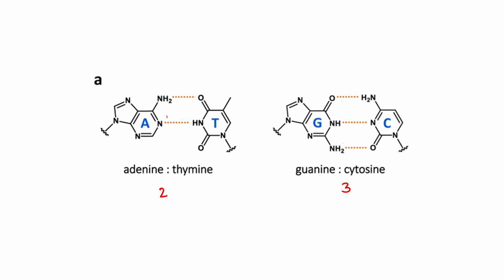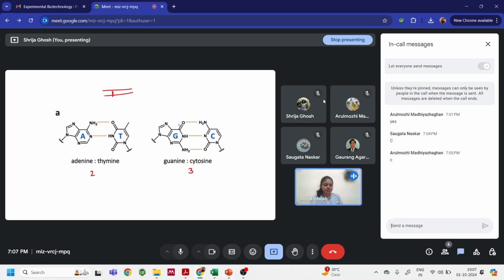So by seeing the number of hydrogen bonds, if we have a strand in which the number of G and C is higher than the number of A and T, it will be more strongly bound as compared to a strand that has a higher percentage of A and T and a lower percentage of G and C. As you can see, it has 2 hydrogen bonds and it has 3 hydrogen bonds. Fine.